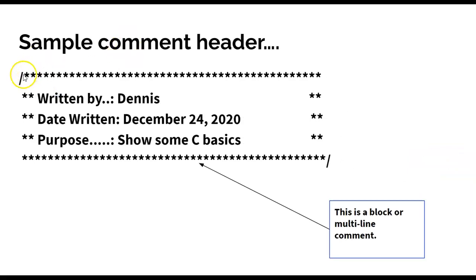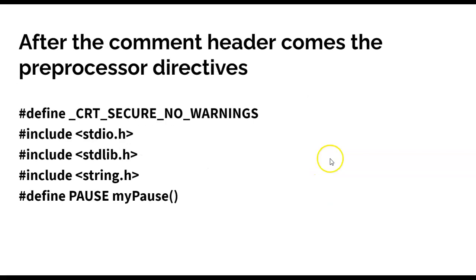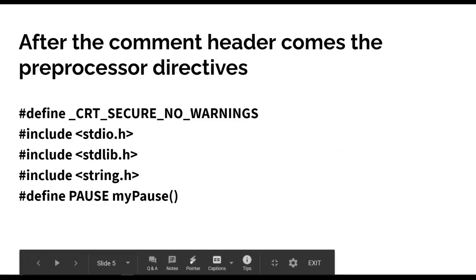This would be doing the exact same thing that I did in the previous slide, just using a block comment. Slash, asterisk, everything in the middle is a block comment. Here's my example of my preprocessor directives.